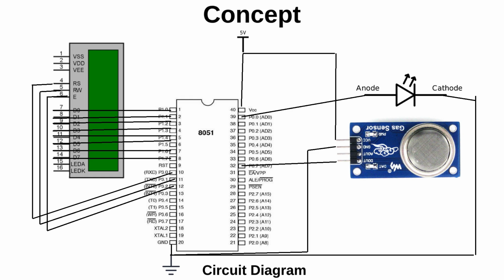Connect port 0.0 to the LED anode and the cathode to ground pin, like showing in the circuit diagram. Pause the video and understand the connections.